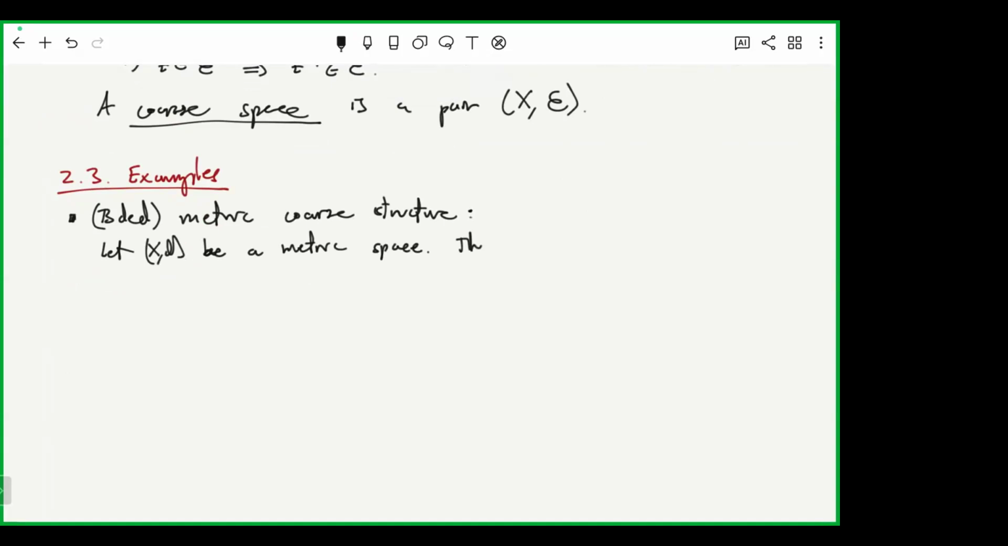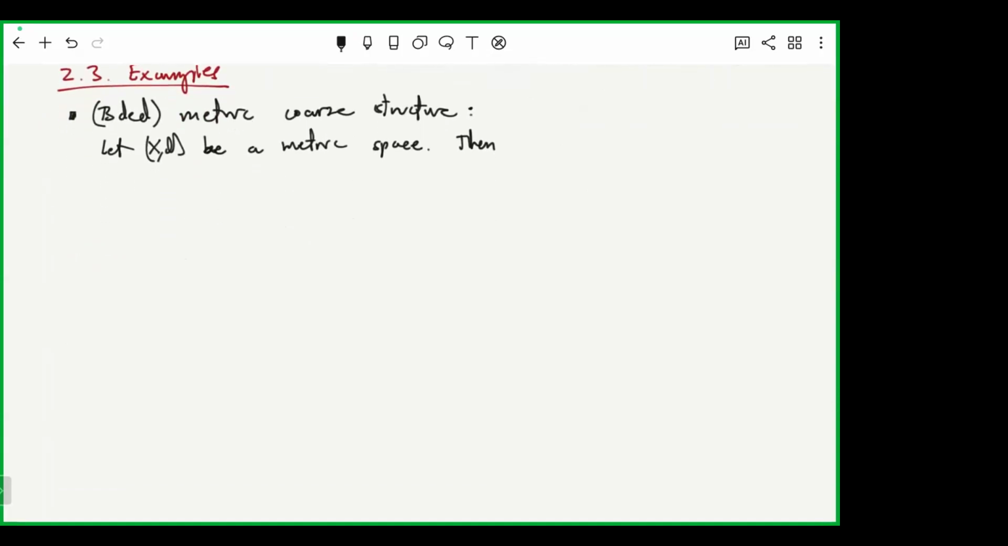Then, sorry about the notation here. This is (X, d). Okay. So then the bounded metric structure is the following. It's defined as the subsets of the product. Again, a control set has to be a subset of X squared, such that there exists a tube that contains it. So for some radius big enough, for some big enough R, E is contained in this tube.